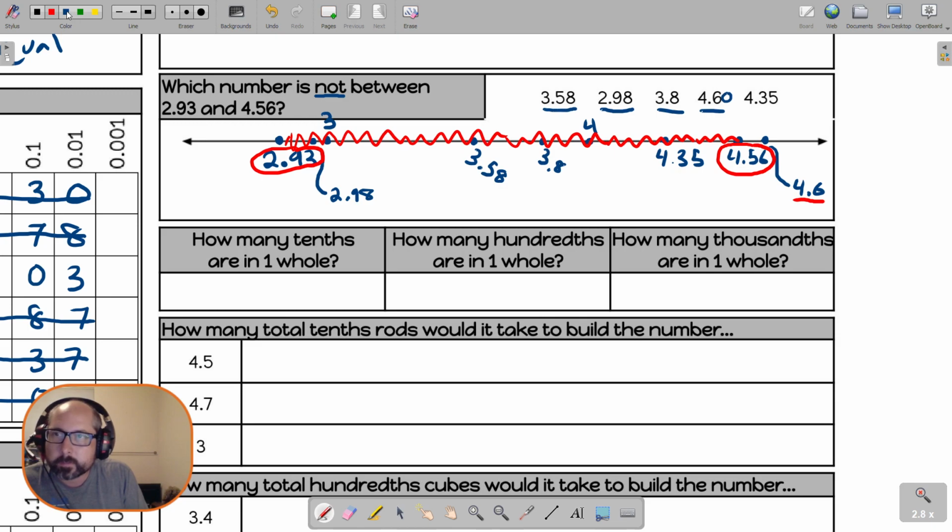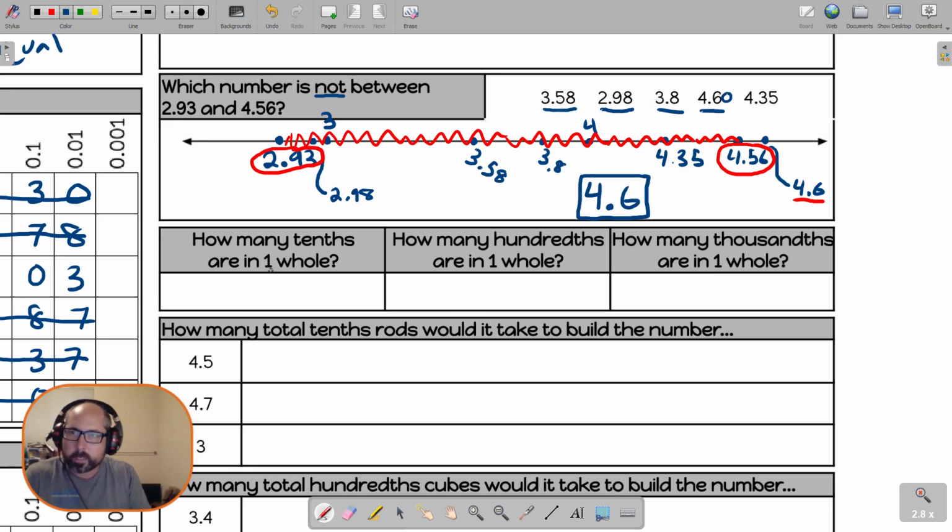4 and 6 tenths. So I got a lot happening here, so what I'm going to do is make sure I write my answer, because this up here is not my answer. This number line, that's my proof. That's showing my work. I'm going to write my answer here and put a big box around it to make sure we're clear.